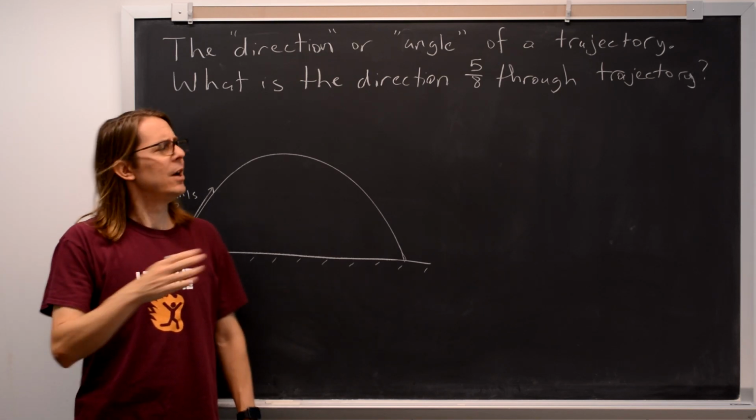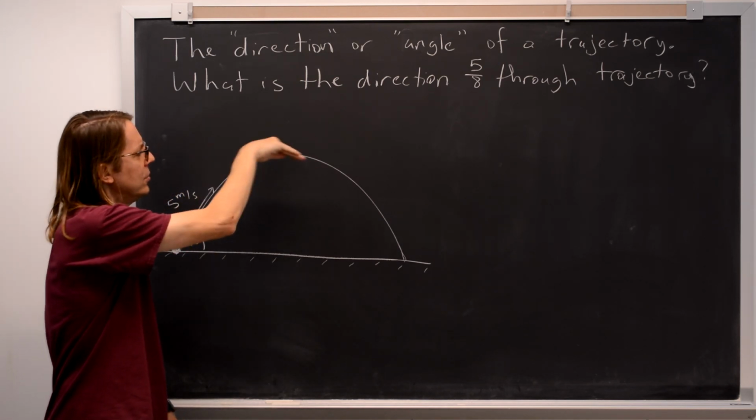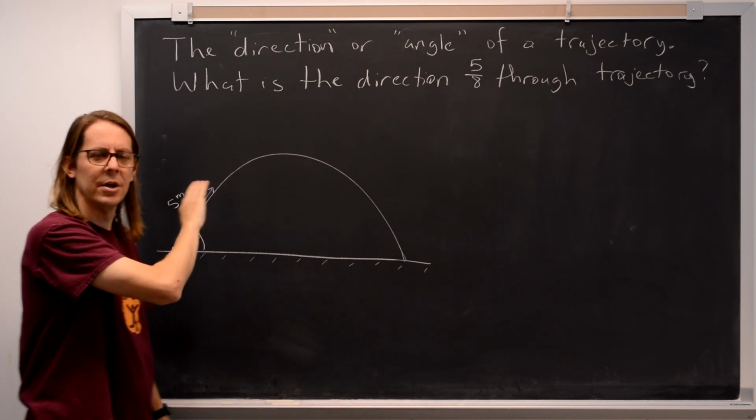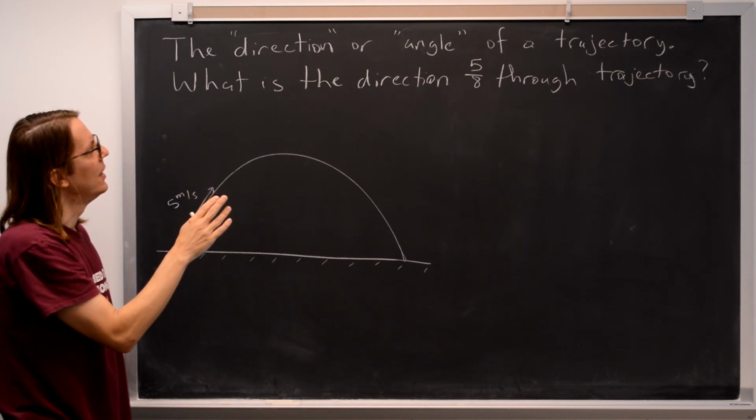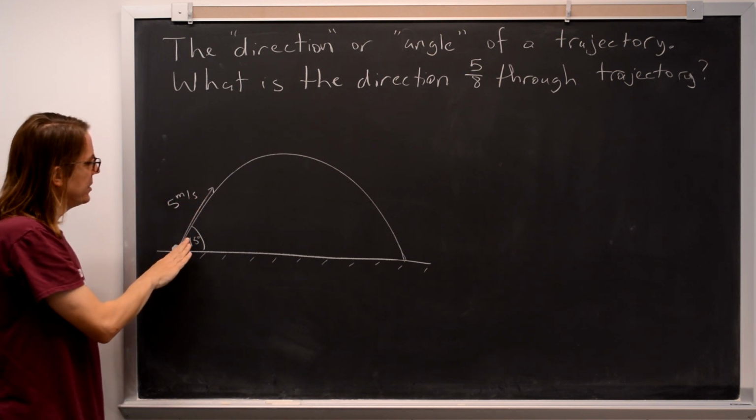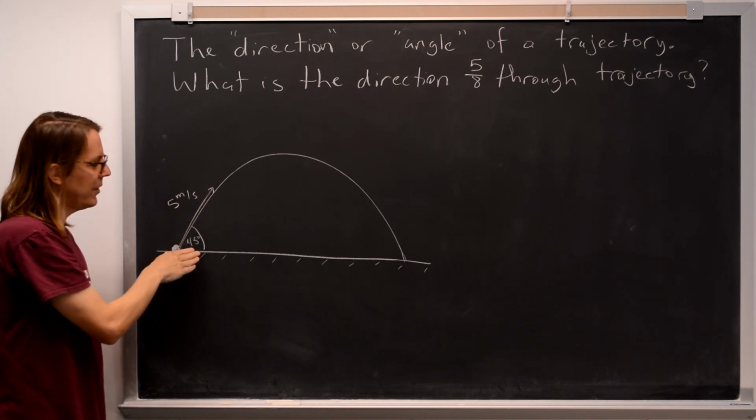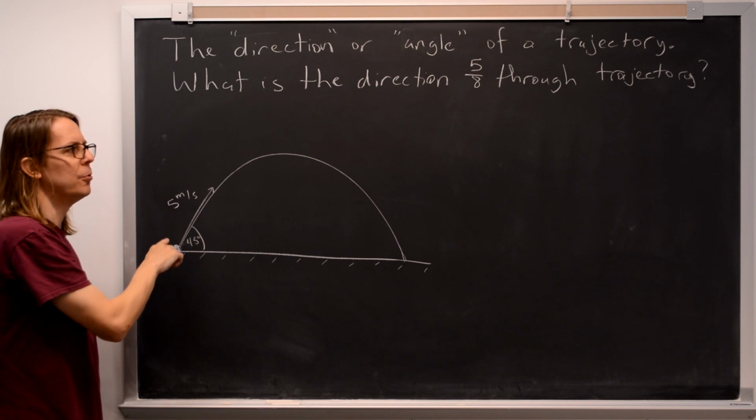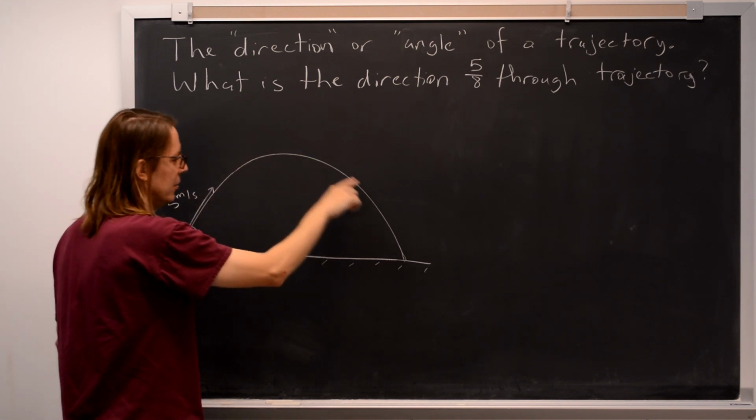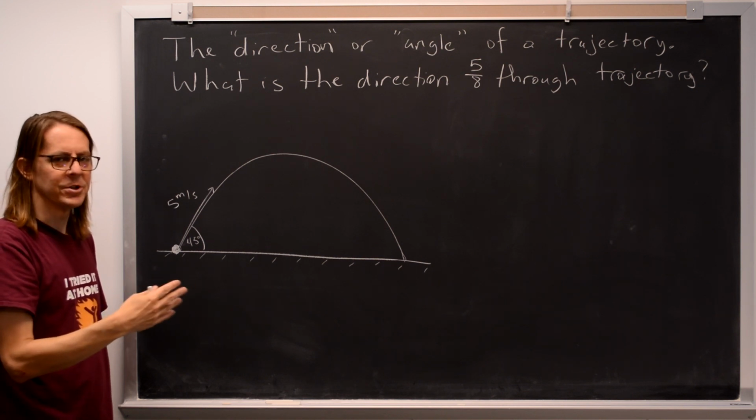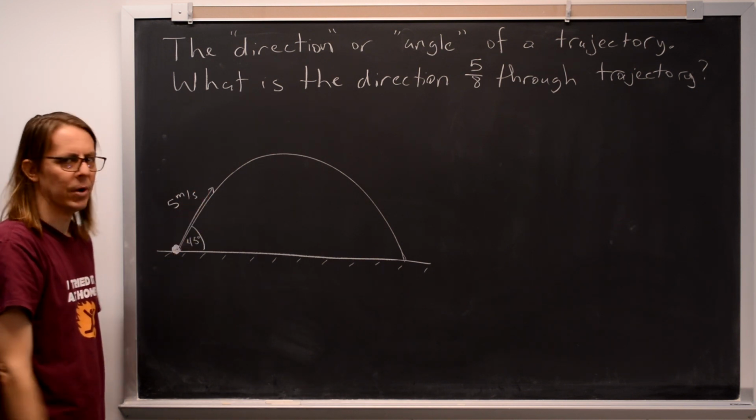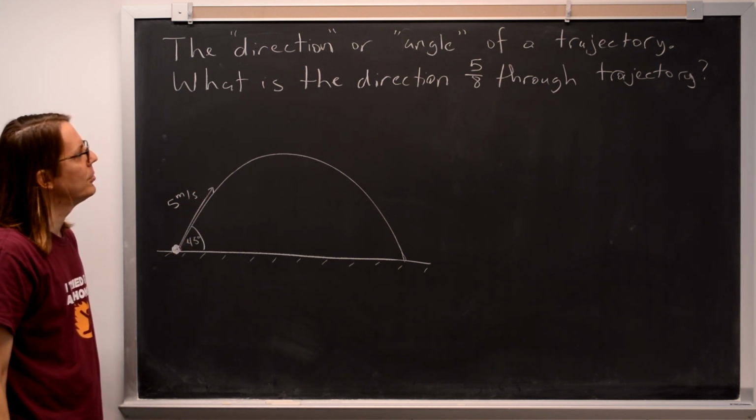Sometimes you might be asked for the direction or angle of a projectile going through a trajectory. Here I'm going to show you how to calculate it. We have a projectile launched at 5 meters per second at 45 degrees from the ground. The full path is that it goes up and lands again on the ground, making it an even trajectory, an even projectile, so that we can use our standard range and hang time formulas.